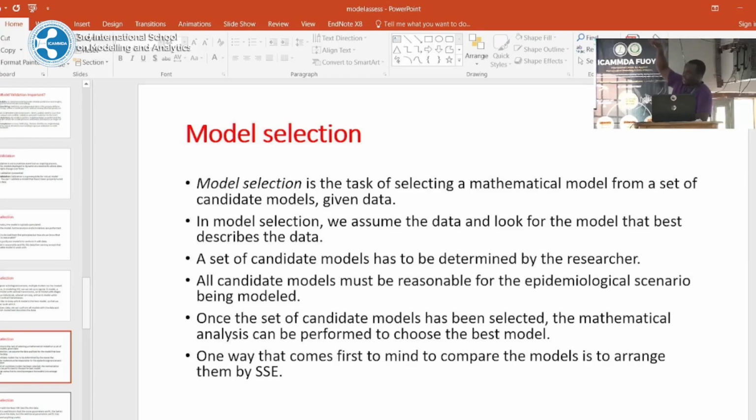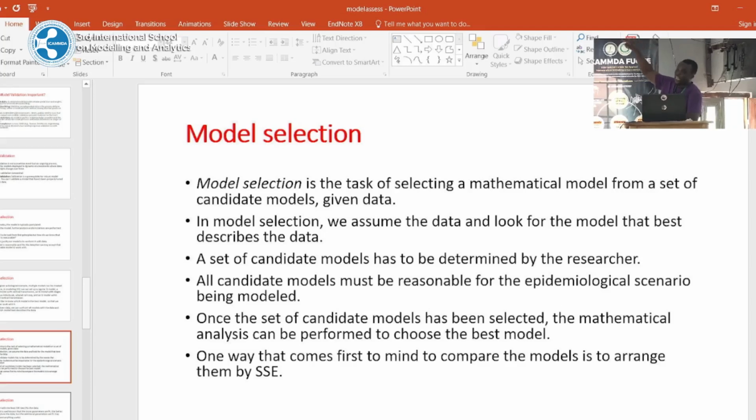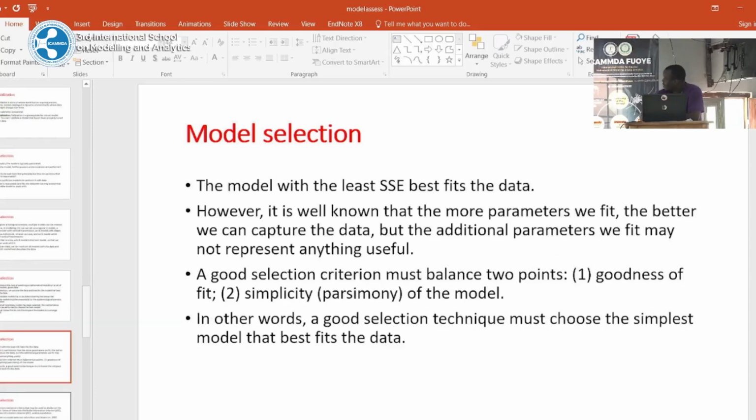So you have the sum of square errors, which is the predicted minus the observed raised to power 2. So the model with the least SSE will best fit the data. If you have 3 models, you have to check the SSE. The one that has the least SSE will best fit the data. However, it is well known that the more parameters we fit, the better we can capture the data. But the additional parameters we fit may not represent anything useful.